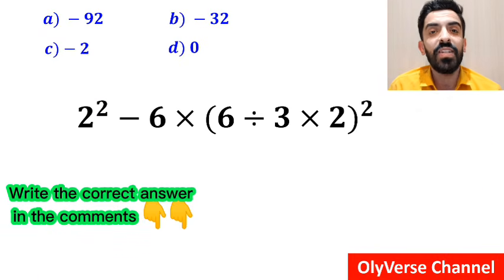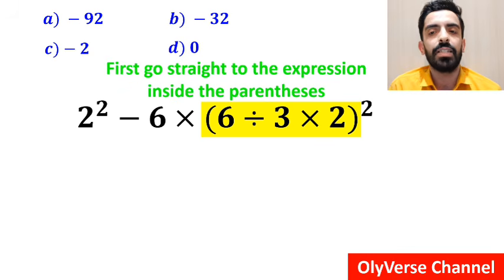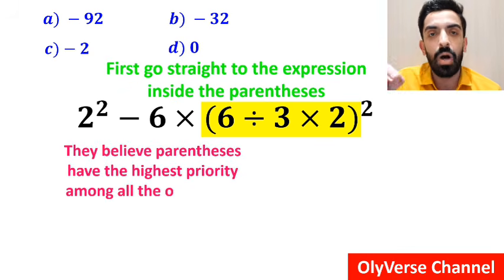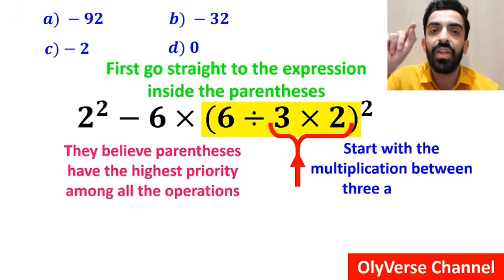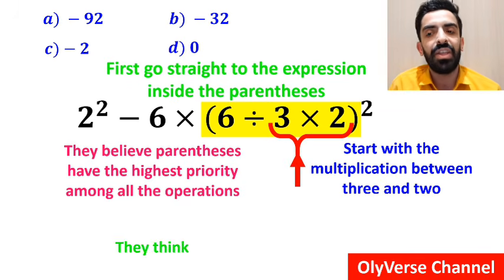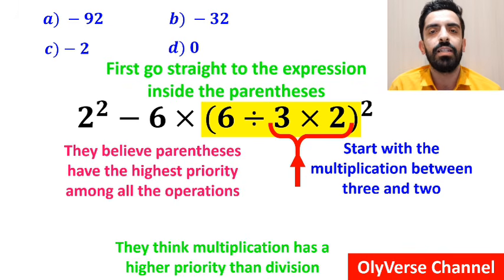Also, some other people when solving this question first go straight to the expression inside the parentheses because they believe parentheses have the highest priority among all the operations. And they start with the multiplication between 3 and 2 because they think multiplication has a higher priority than division.